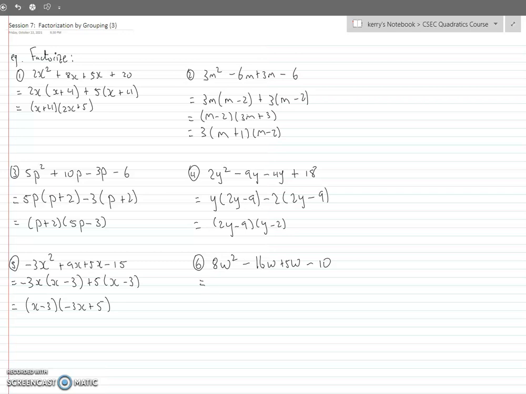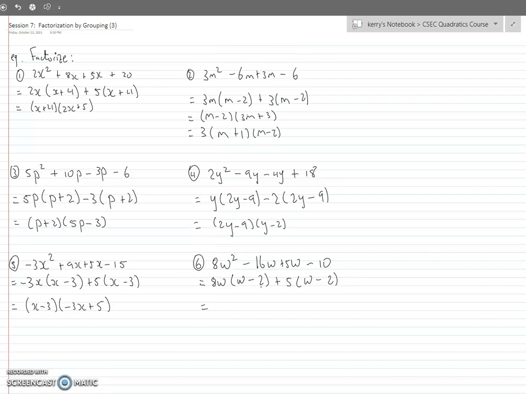So between these two here, we have 8w in common with both of them. 8w could divide both of these terms. So 8w squared divided by 8w is w, and 16w divided by 8w is 2. Plus, both of these things can be divided by 5. 5w divided by 5 is w, minus 10 divided by 5 is minus 2.